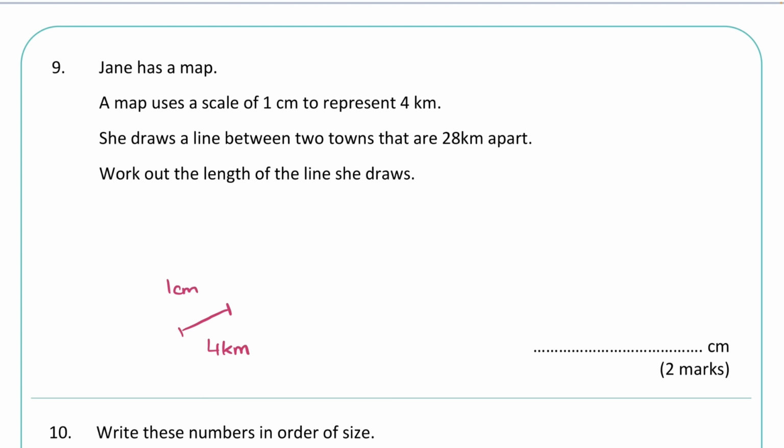And we're going to want to go all the way up to 28 kilometres. Now we could keep drawing this until we work our way up, but ultimately we just want to know how many of these 4s fit into 28. So 28 divided by 4 would give us 7 of those centimetre lines, so it would be 7 centimetres.